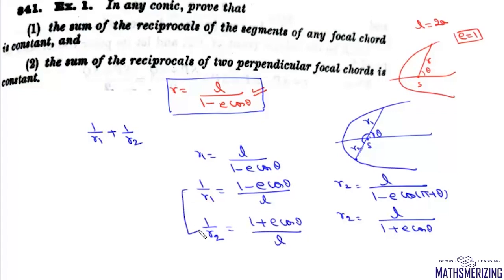Now we'll add these two equations. We can write 1 upon R1 plus 1 upon R2. Here e cos theta and e cos theta will cancel. We'll get 2 upon L, and we can write this as 2 R1 R2 upon (R1 plus R2) is equal to L, which is the semi-latus rectum. So if you recall the condition in a parabola, that the harmonic mean of the segments of a focal chord is equal to the semi-latus rectum, that result is not just true for a parabola, it is true for any conic section: parabola, ellipse and hyperbola.